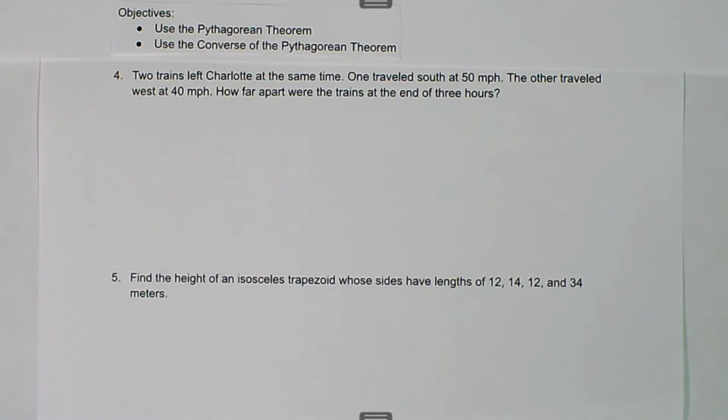We are talking about the Pythagorean theorem, and we want to use the Pythagorean theorem. So here we have some word problems. Two trains left Charlotte at the same time. One traveled south at 50 miles per hour, and the other traveled west at 40 miles per hour. How far apart were the trains at the end of 3 hours?